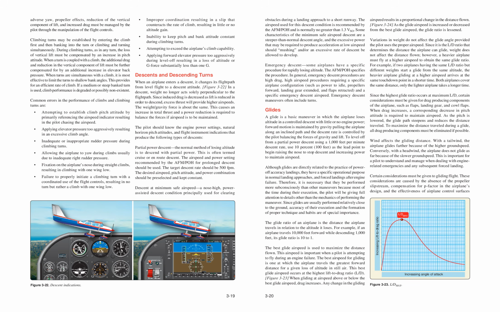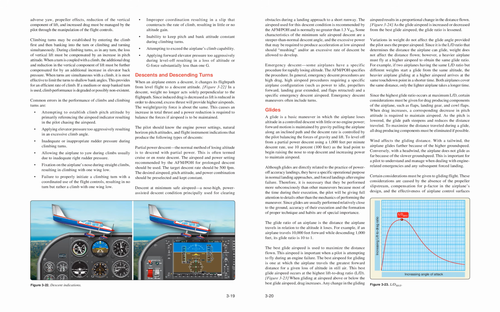Fixation on the airplane's nose during straight climbs, resulting in climbing with one wing low. Failure to properly initiate a climbing turn with a coordinated use of the flight controls, resulting in no turn but rather a climb with one wing low. Improper coordination resulting in a slip that counteracts the rate of climb, resulting in little or no altitude gain. Inability to keep pitch and bank attitude constant during climbing turns. Attempting to exceed the airplane's climb capability.